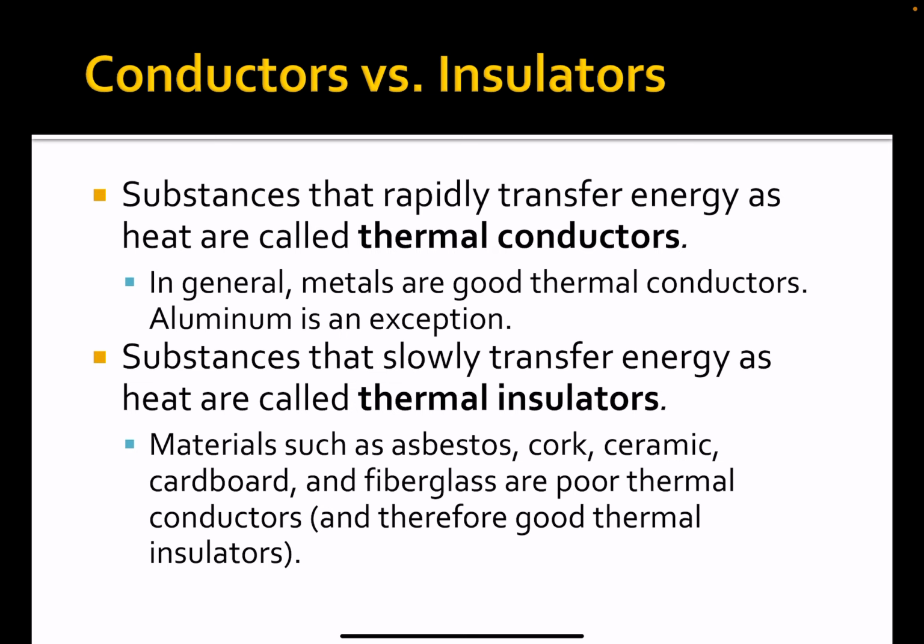And so we have things called thermal conductors. These are things that transfer heat really well. In general, metals are good, although aluminum is an exception, which is why we like to wrap stuff in aluminum, because it's a better insulator than most metals. And so we also have thermal insulators. Thermal insulators do not like to transfer heat very quickly. There's a list of them there: cork, ceramic, cardboard, glass, and all sorts of stuff. Fiberglass is one. That's why it's in your attic. You put fiberglass in your attic because it's a poor conductor of heat. It's an insulator of heat. It's going to keep heat out of your house, and it's going to save your electricity bill.